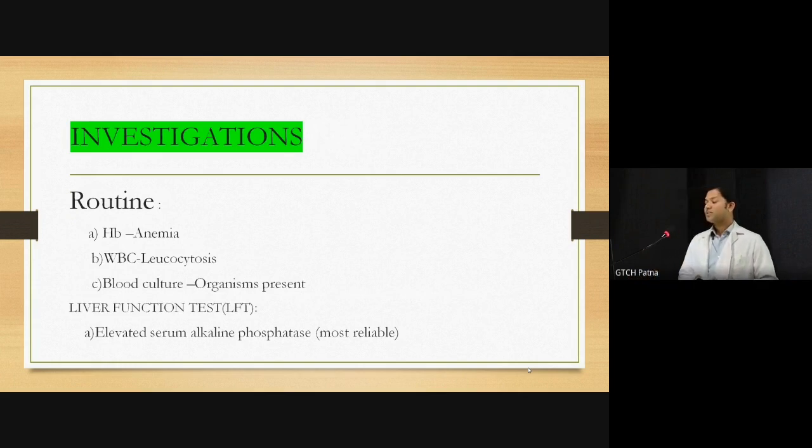Let's talk about the investigations. Very important, because whenever there is a presentation of disease, we have to go to various types of investigations to rule out or come to a specific diagnosis. In routine, there will be anemia and leukocytosis. If you go for blood culture, organisms will be present. In the liver function test, elevated serum alkaline phosphatase is the most reliable finding.